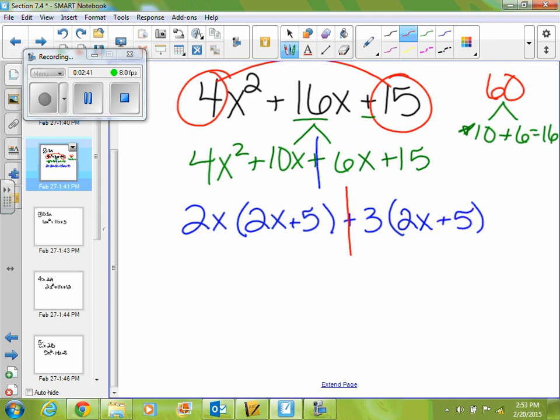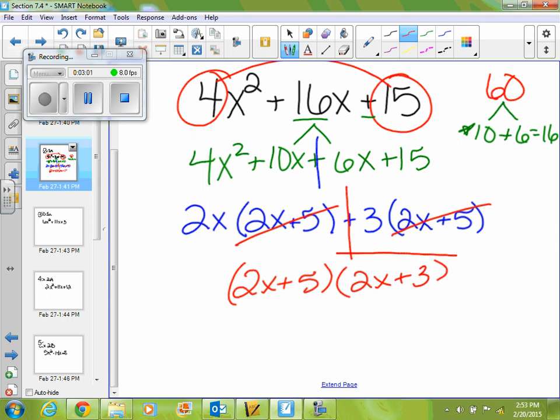We're still keeping this split down the middle. So if I look split down the middle, what's the same on the left and right? 2x plus 5. Okay, so if I factor that away, then what's left? 2x plus 3.